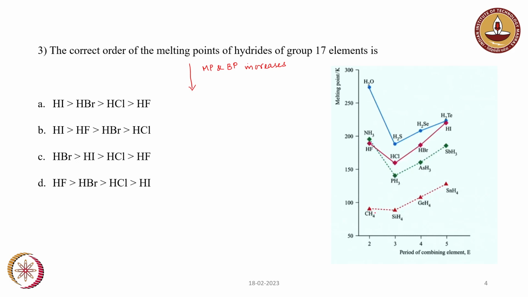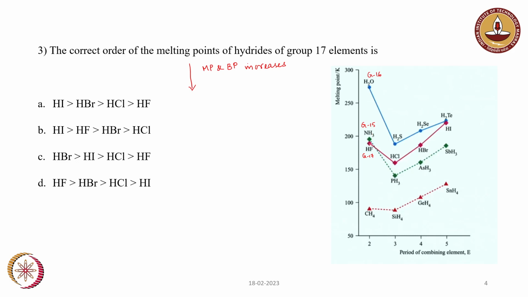So first CH4, then silicon hydride, germanium hydride, and tin hydride. So the trend is melting point increasing with increasing atomic number, or while moving down the group. But in the case of group 15, group 16 and group 17, the trend is a bit different.